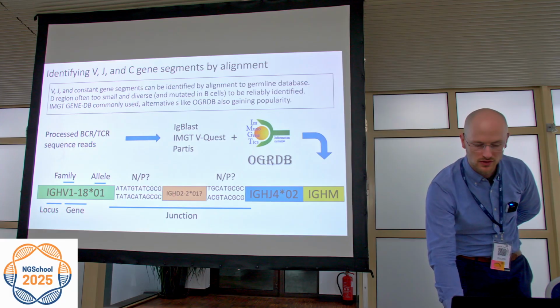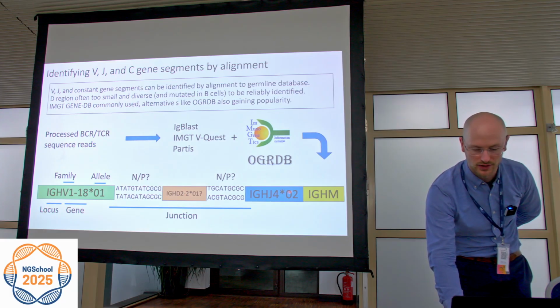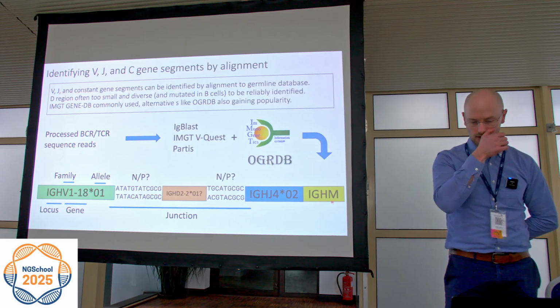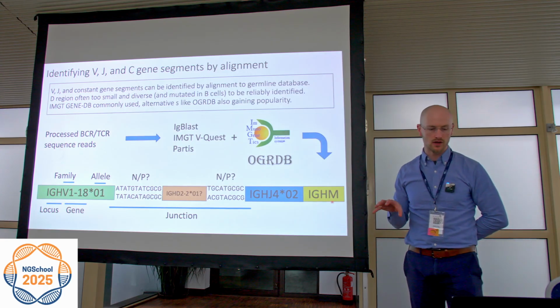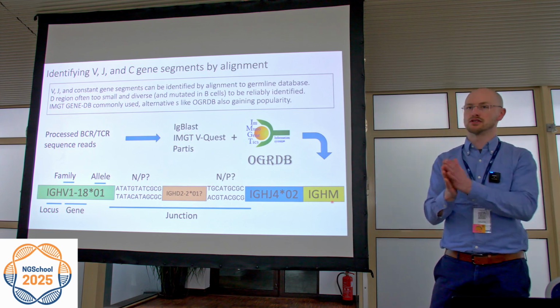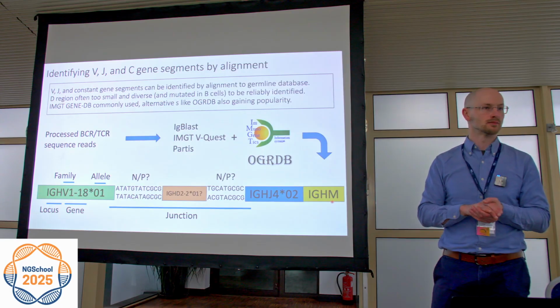And there's a similar notation used for the D gene and the J gene. And the constant region here is shown as IgM. Normally, we don't identify constant regions using IgBlast. We would use that in pre-processing by alignment to primers, but it can also work this way.